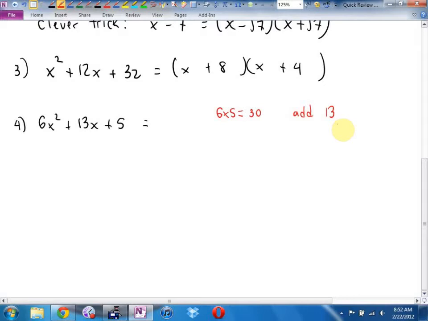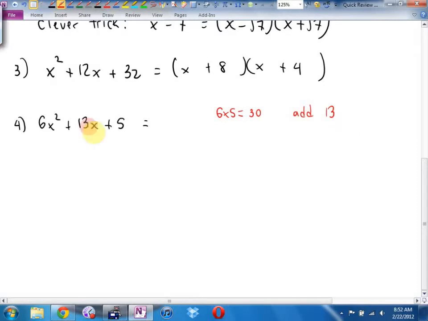That's the quick way to test whether you need to use the quadratic formula or not. First times last, can you multiply those and add to them? Then you're good. What are two numbers that add to 13 and multiply to 30?